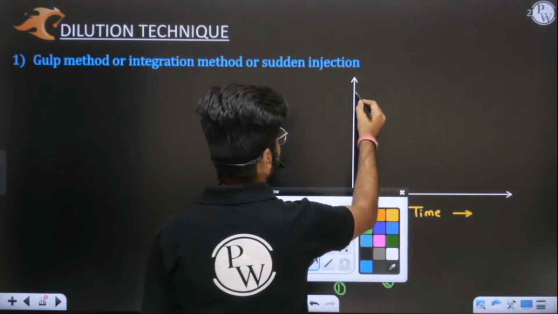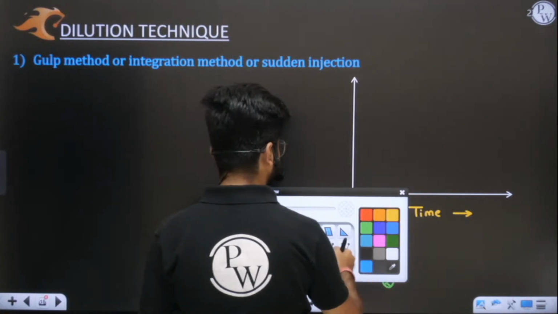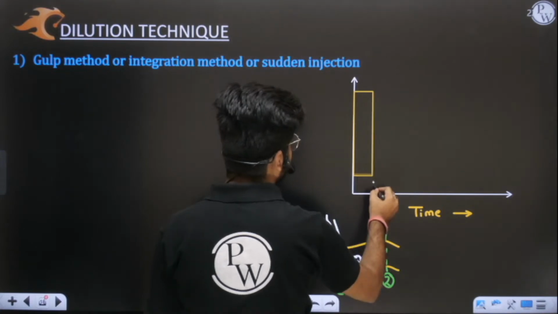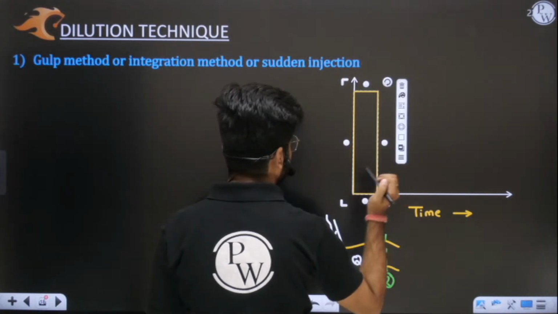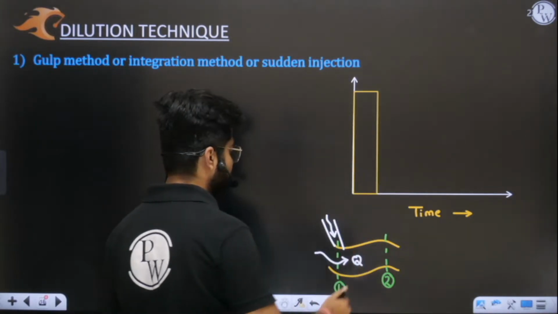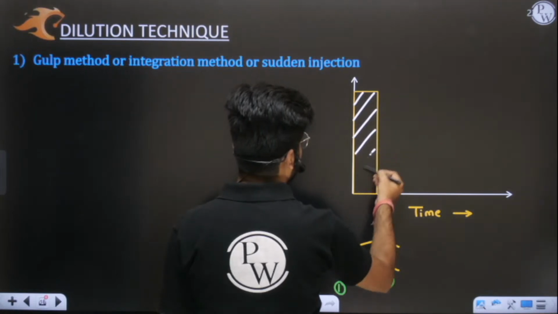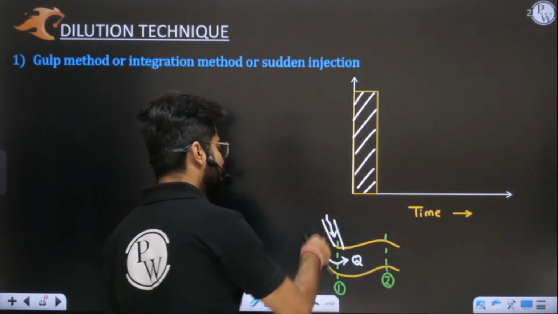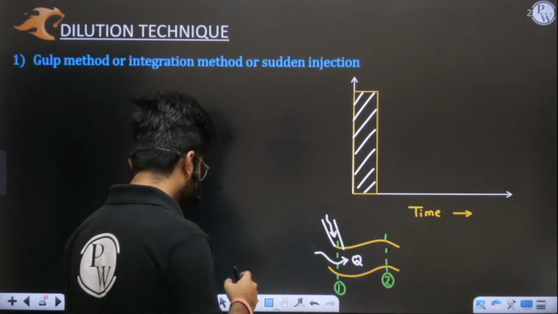You need to understand the concentration of this chemical will be like this. Immediately you will see at section 1, this is your concentration. Within, let us say, 5 or 10 seconds, I have injected a tracer, a chemical.